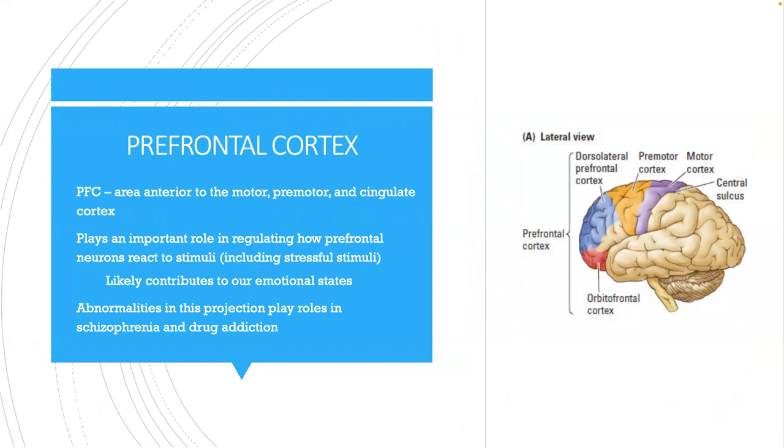The prefrontal cortex. This is a major participant in networks involved in emotional behaviors. So PFC, prefrontal cortex, is the area anterior to the motor, premotor, and cingulate cortex. So right here, this part. It plays an important role in regulating how our prefrontal neurons are reacting to stimuli, and this includes any stressful stimuli, which is likely why it contributes to our emotional states. Abnormalities in this projection play roles in developing schizophrenia as well as drug addiction.